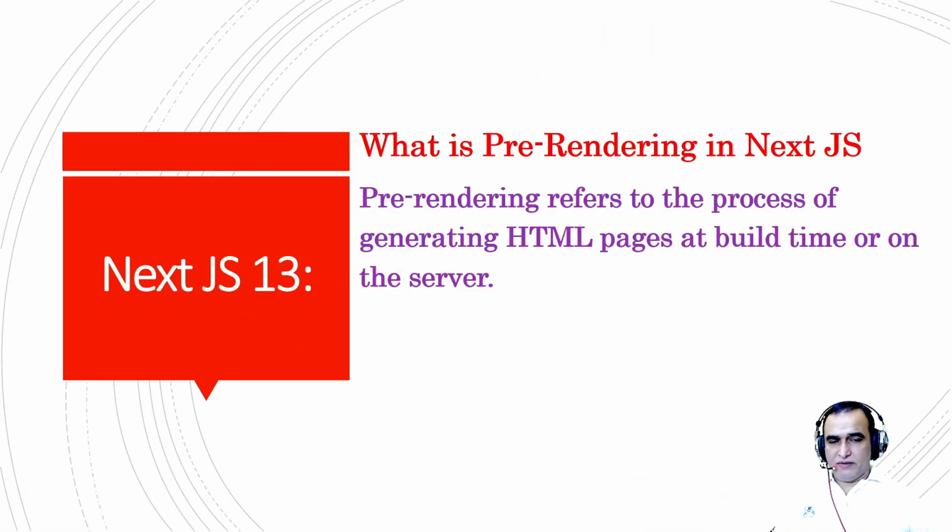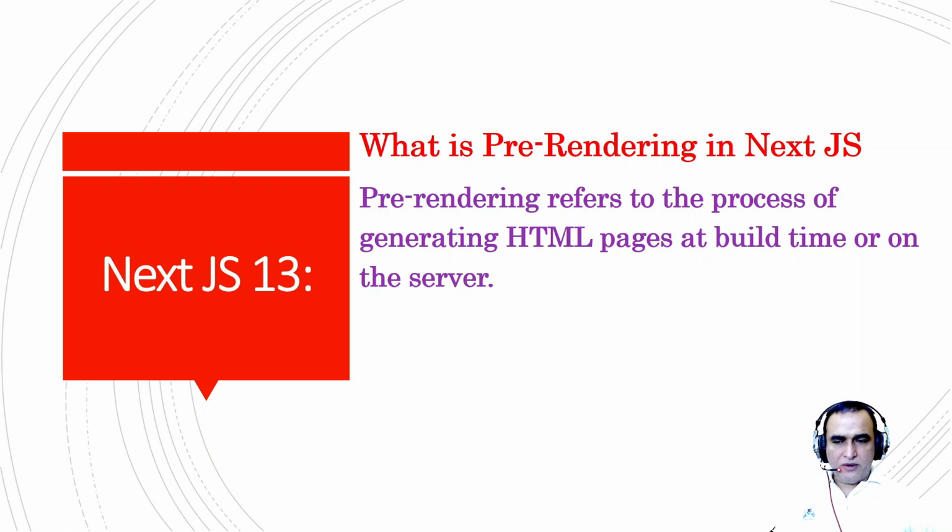Now, what is pre-rendering in Next.js? Remember that pre-rendering refers to the process of generating an HTML page at build time or on the server. That is the concept of pre-rendering. So we make a request, then the server listens to the request and converts it into HTML format. If this HTML page is built on the server or at build time, then it is called pre-rendering.